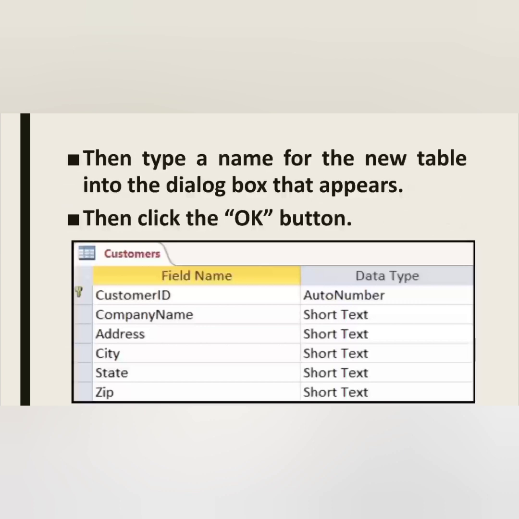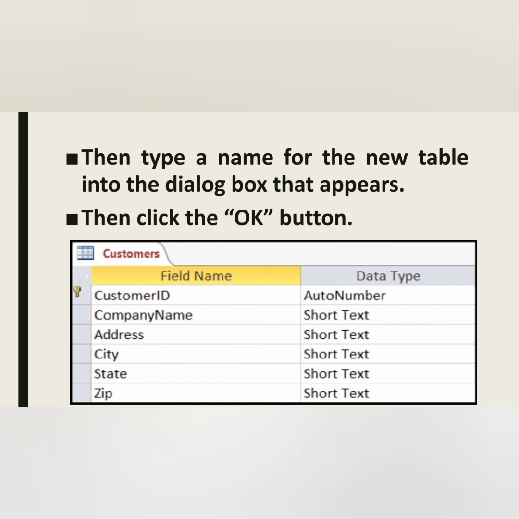Now you can see the company name, it is short text as we had done in the class about text. Then address is also the text type, city text type, state text type, zip code, like pin code, it can be short text. So we can assign it text as well as number.